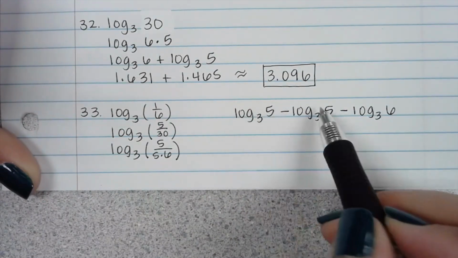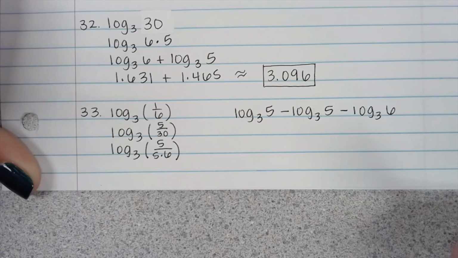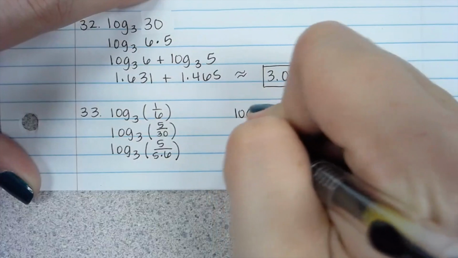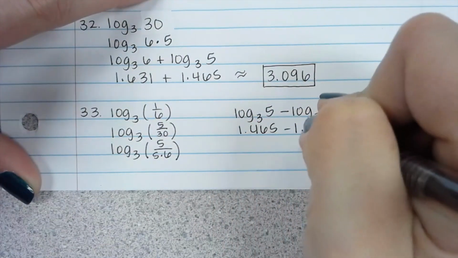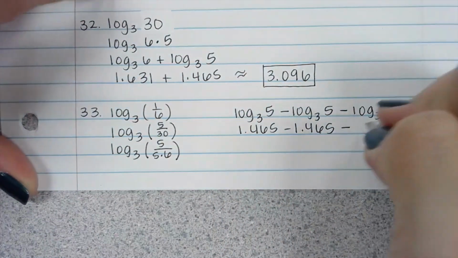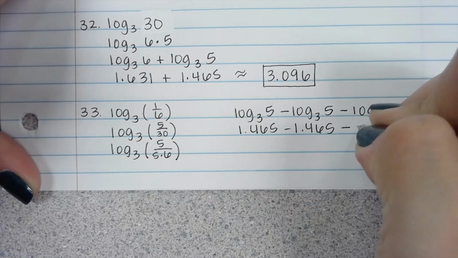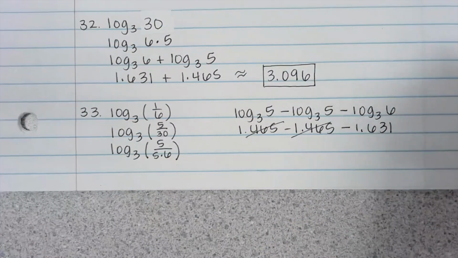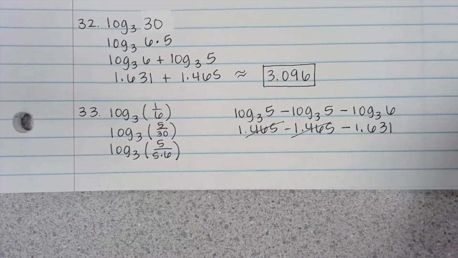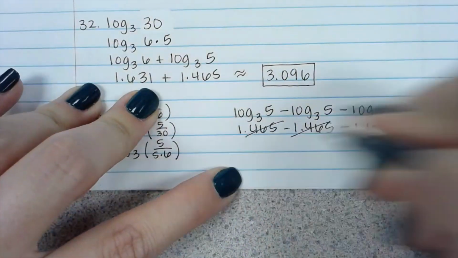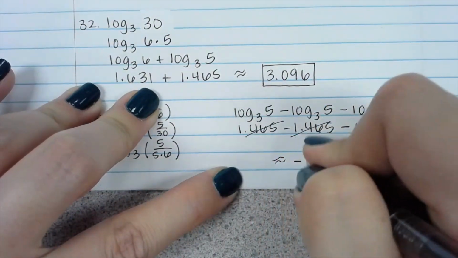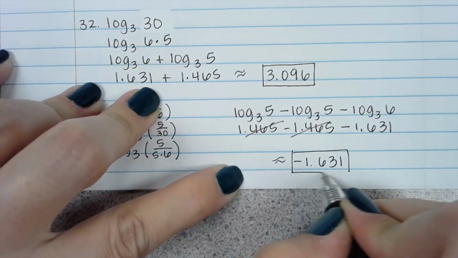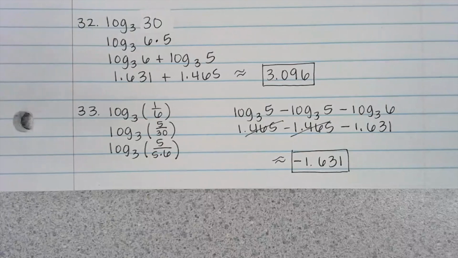So these two are going to end up canceling each other out. And it's fine to write it in that manner too. I'll still write it down though. So log base 3 of 5 minus log base 3 of 5 minus log base 3 of 6. And so these cancel. And so your answer for question number 33 is approximately, let's see, I'll write it down here, negative 1.631. And so that's how you would arrive at an answer for that question.